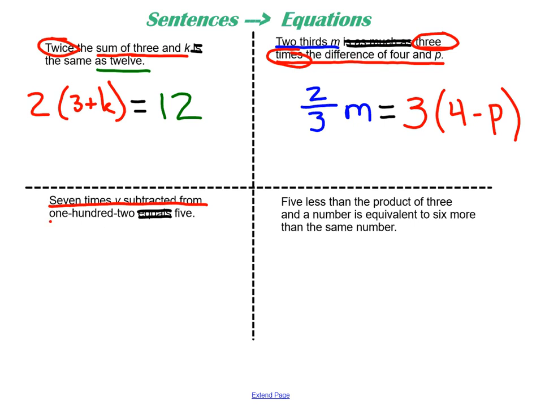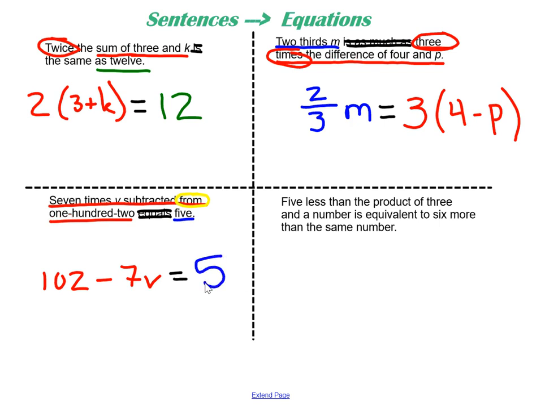The first thing that I'm noticing here is I actually have a turnaround word. A turnaround word basically means that you have to flip-flop the order the things go in. So instead of the 7 times v going first, I'm going to put the 102 first. So I say 102, and then subtracted from tells me to subtract, and I have 7 times v. I did forget to put my equal sign, but that's where my equal sign goes. And then the right side is pretty straightforward. It's simply 5.